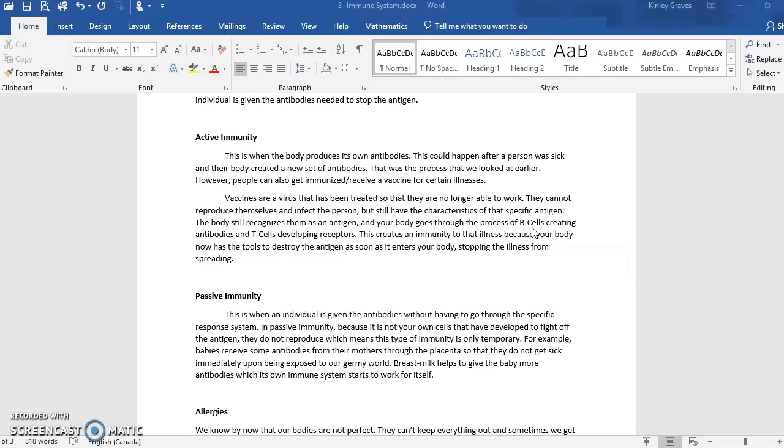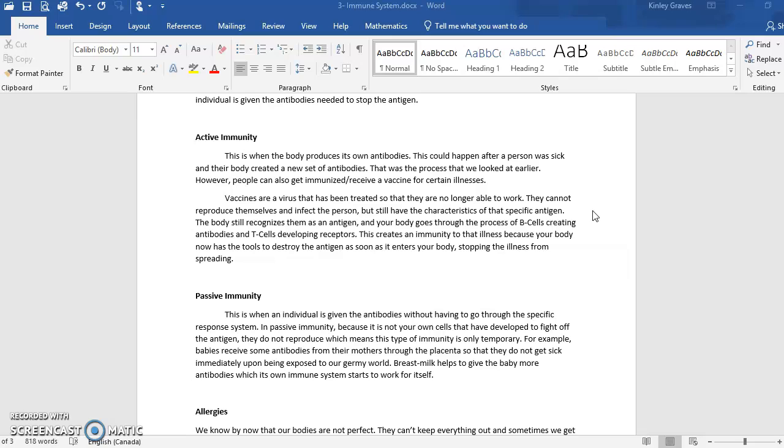This can happen through the process that we learned earlier, through our specific response. So we are developing those antibodies after getting sick, but we can also have vaccines which give us active immunity. So a vaccine is a virus that has been treated so that it is no longer able to work. They cannot reproduce themselves and infect the person, but still have the characteristics of that specific antigen. So a vaccine is kind of a dead form of a virus that still shows the specific antigen for that virus.